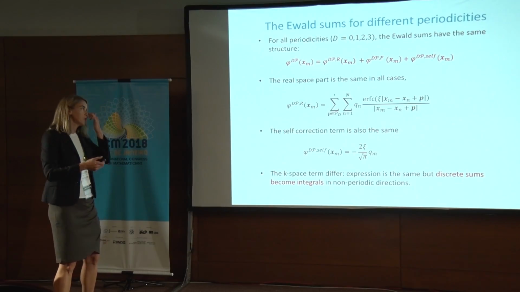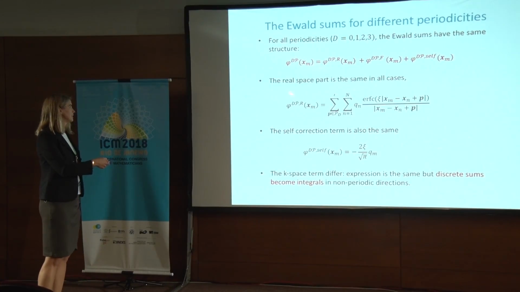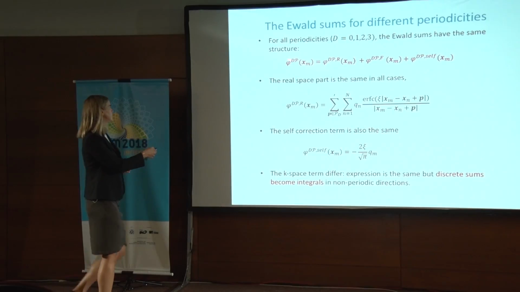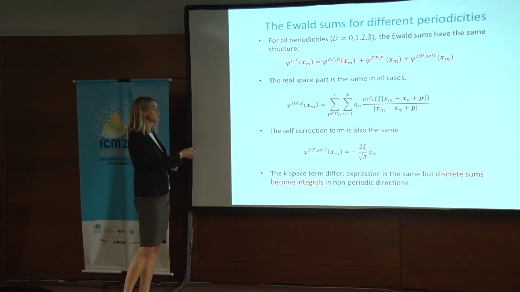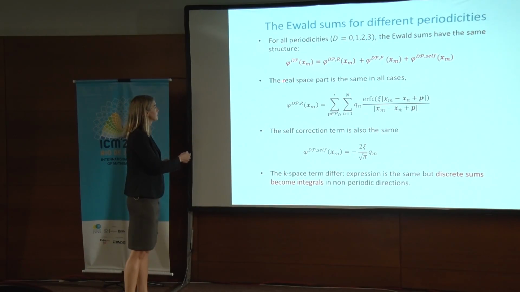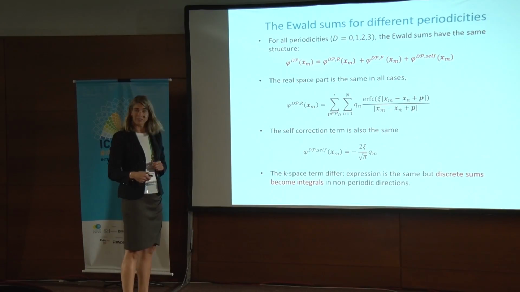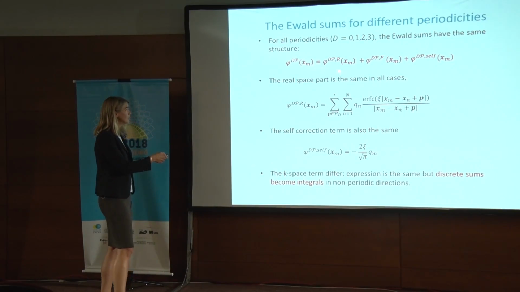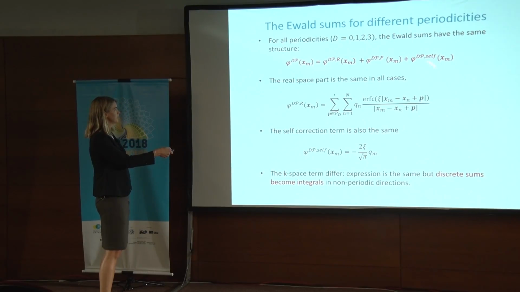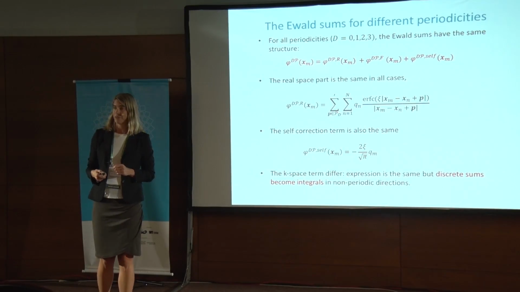But now we want to do this for different periodicities. If you look at it, I have a D here indicating if it's 0, 1, 2, or 3 periodic directions. Then you have a real space part, the Fourier part, and the self-interaction part here. The real space and the self parts stay the same. Well, the summation is different, but the terms are the same. But the k-space terms differ.